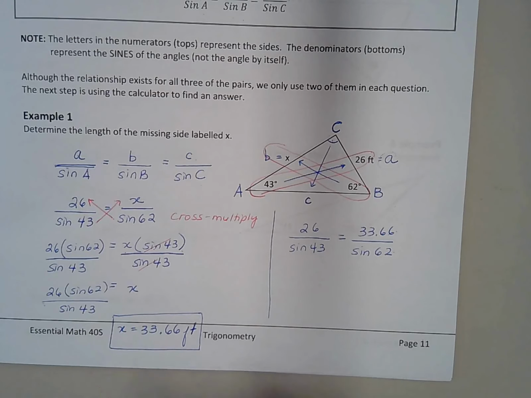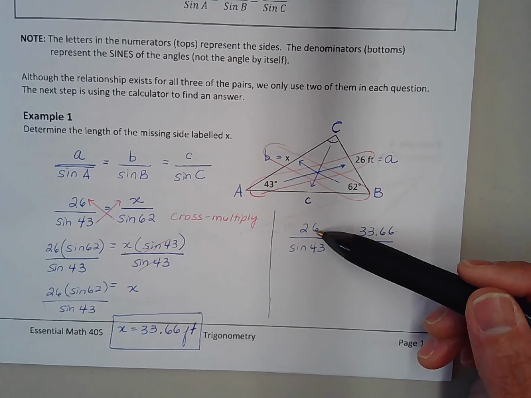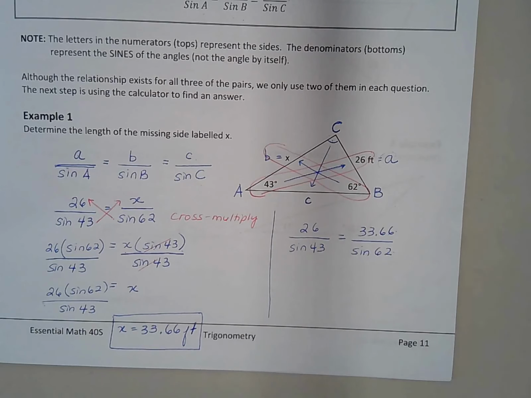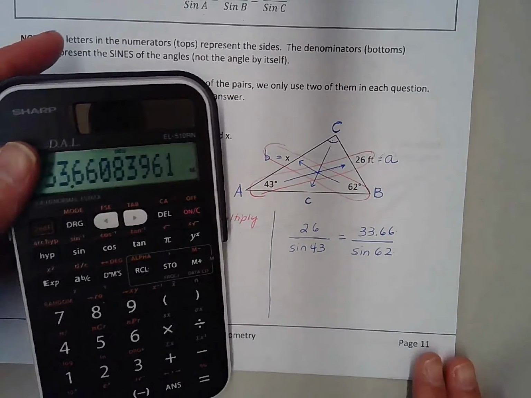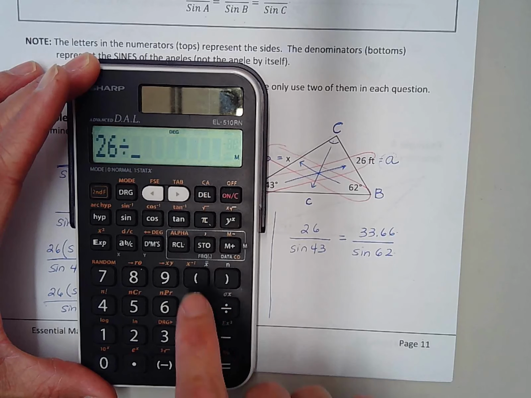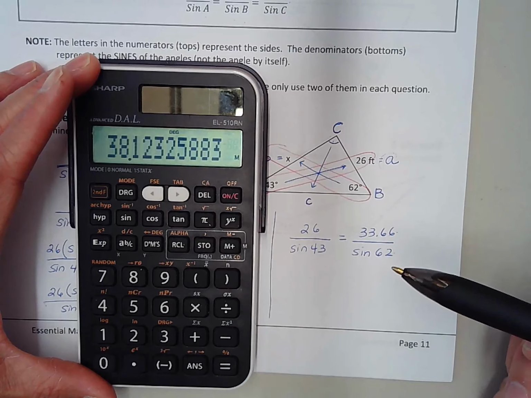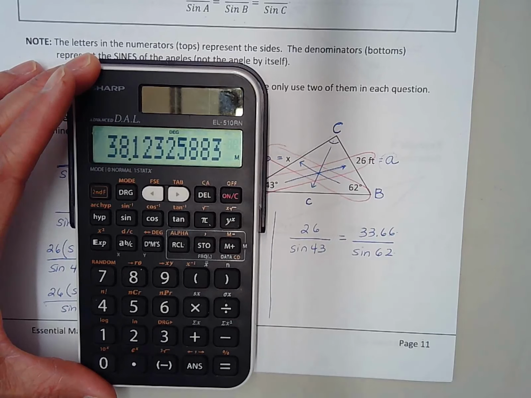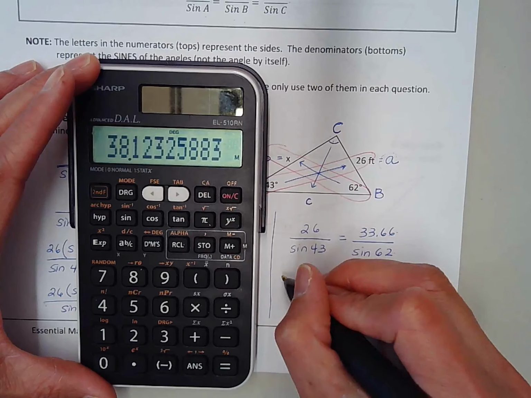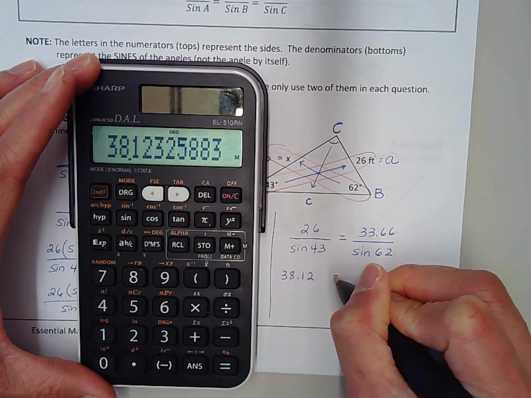Okay, here's the other way to check if your answer is okay. Let's type in 26 divided by sine of 43. 26 is a number, sine of 43 is just a number, so I can take number divided by number, and I got 38.12, right? About 38.